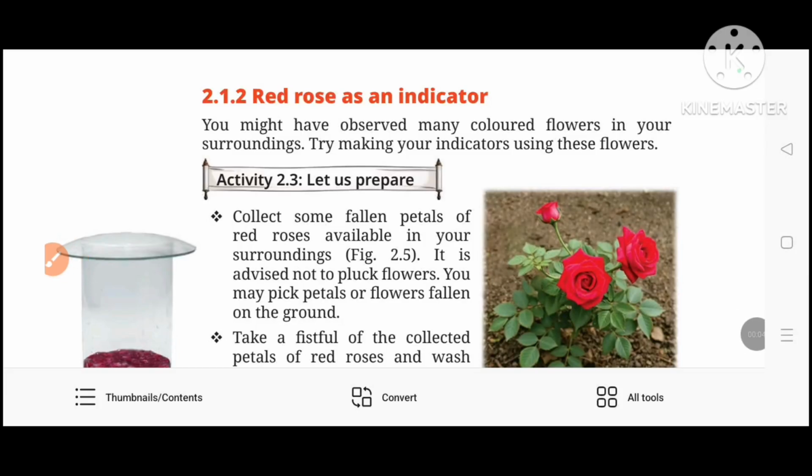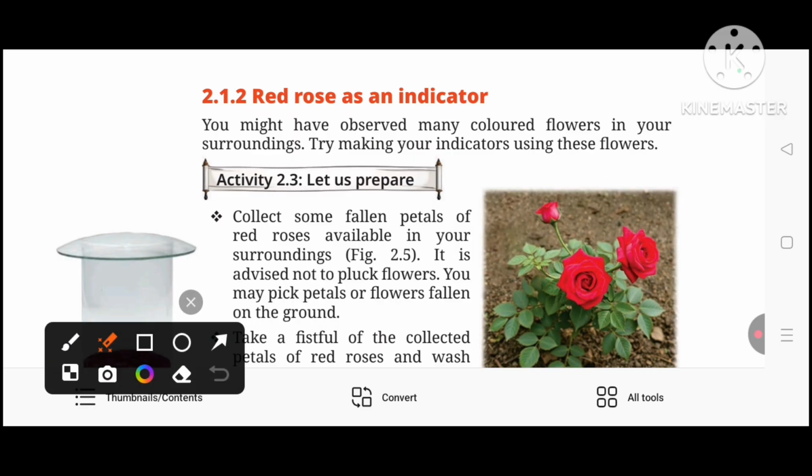Red rose as an indicator. You might have observed many colored flowers in your surroundings. Try making your own indicators using these flowers. Is it possible to make an indicator with the use of flowers? Yes, it is possible. Let's do this activity.